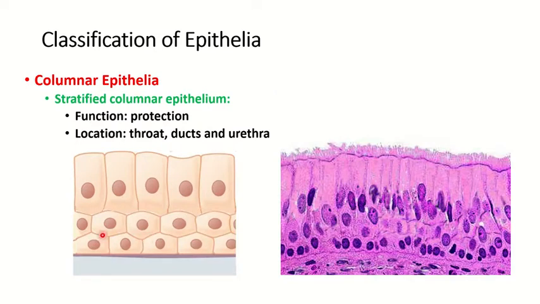And stratified columnar: the deeper layers are cuboidal shape, and the superficial layer is columnar. Because it's multiple layers, it's for protection. It's not that common. You see it in the throat, in some ducts, and also in the urethra. So this is one cell here, one layer of cells. And then this is the second layer of cells, and then this is the third layer that you can see. So three different layers, compared with the previous pseudostratified, where all of them end up at the basement membrane. Some way it's attached there.